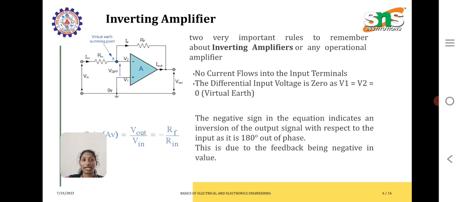Coming to inverting amplifiers, there are two very important rules that we have to remember: no current will flow into the input terminal, and the difference of the input voltage will be equal to 0, that is V1 minus V2 equals 0. The virtual earth summing point is marked in the diagram, which shows the inverting amplifier. The first one is the negative terminal and the second input is the positive terminal, whereas V1 and V2.